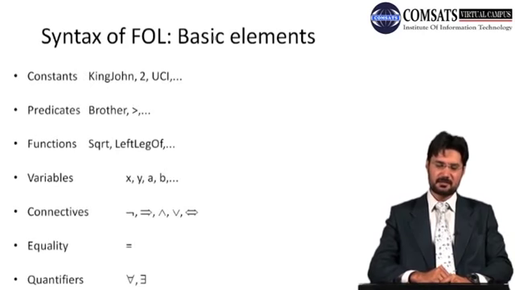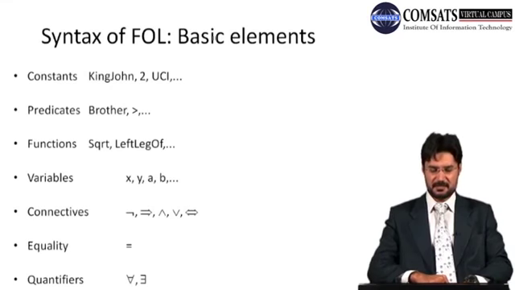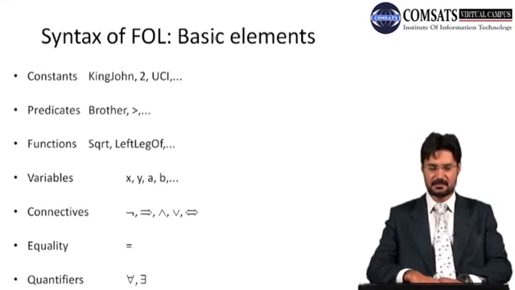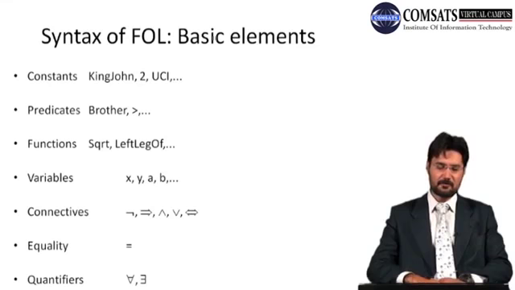Basic elements, we need to have different elements. There are a lot, but we just collect a few of them. Constants, we have King John, 2, UCL, or different kinds of constant objects we can use. Then we have predicates, brother, greater than, less than, these kinds of things. Functions, we have square root, left leg of. So there are different kinds of functions we can use.